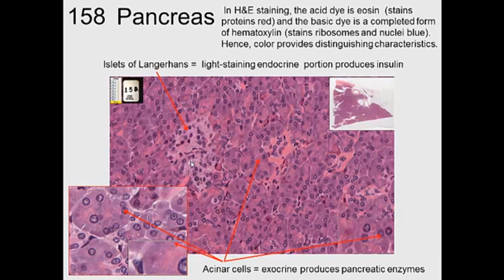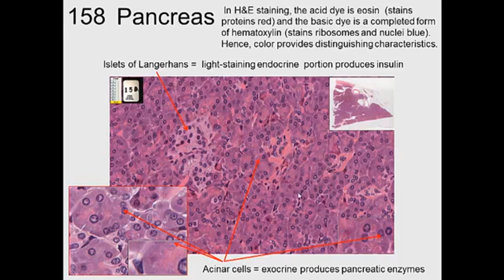So if we take a look at that, we can see the lighter staining is the endocrine part, and the acinar cells are the exocrine part. Namely, these secretions go in a duct, and these do not. Hematoxylin and eosin are the two stains that we use in combination, and the acid dye is eosin. So the acid dye eosin stains proteins red.